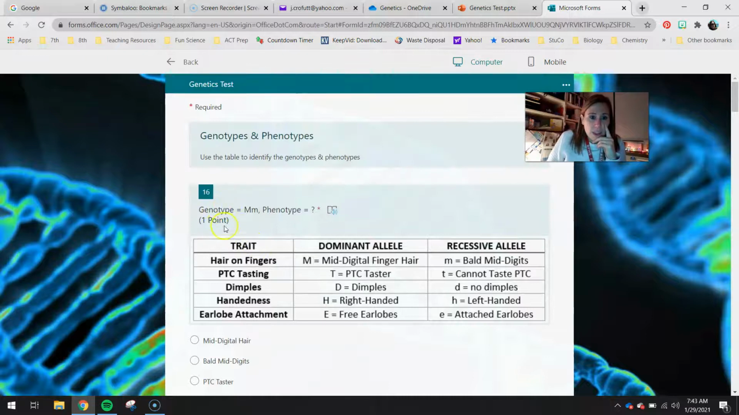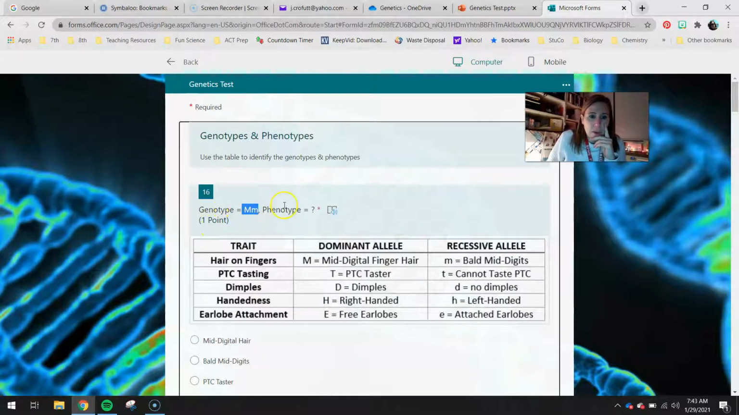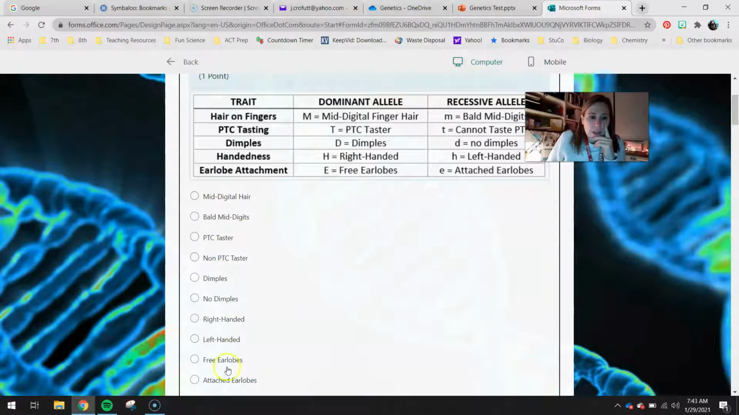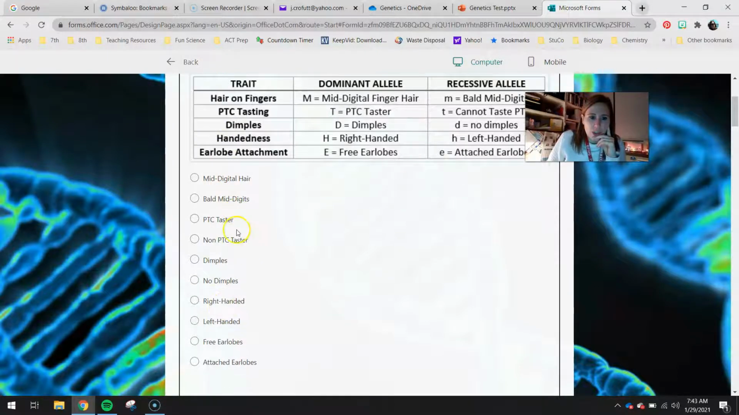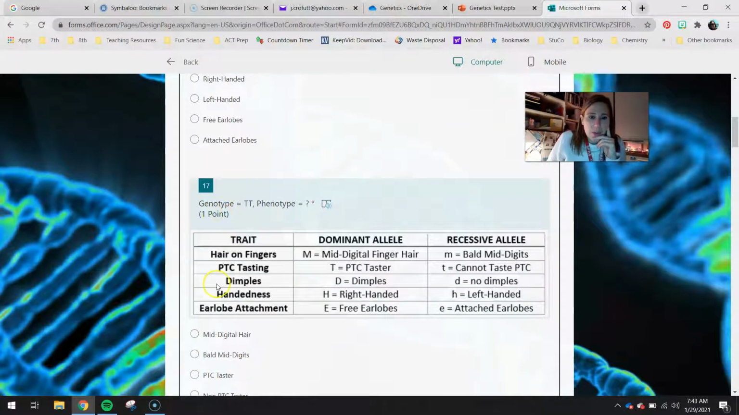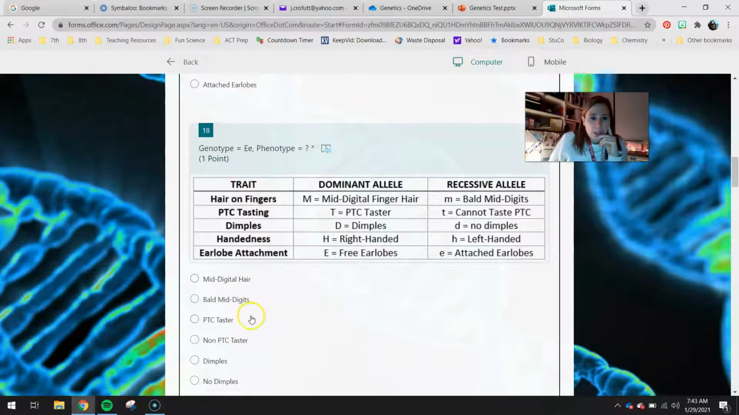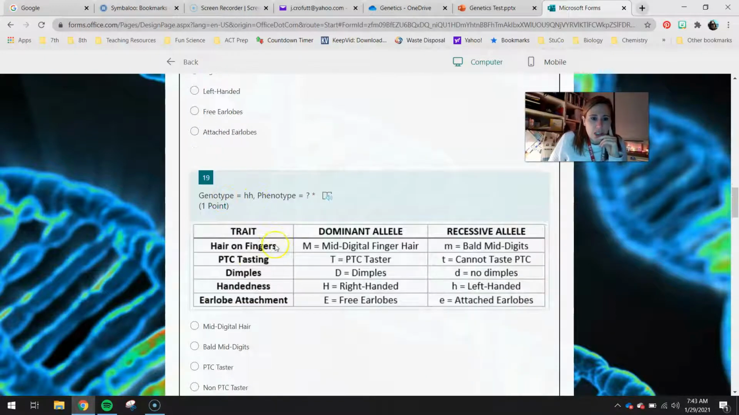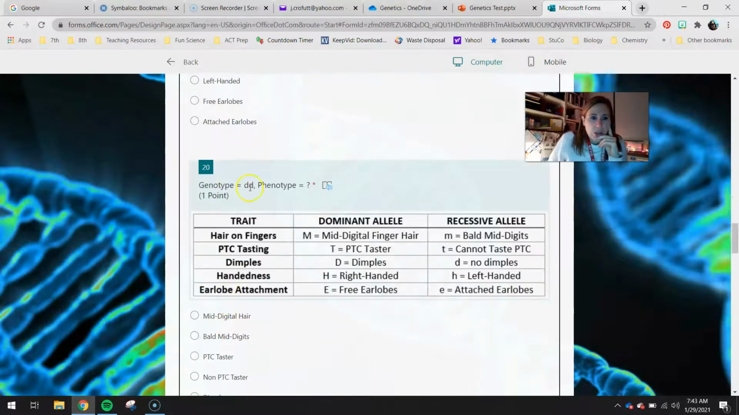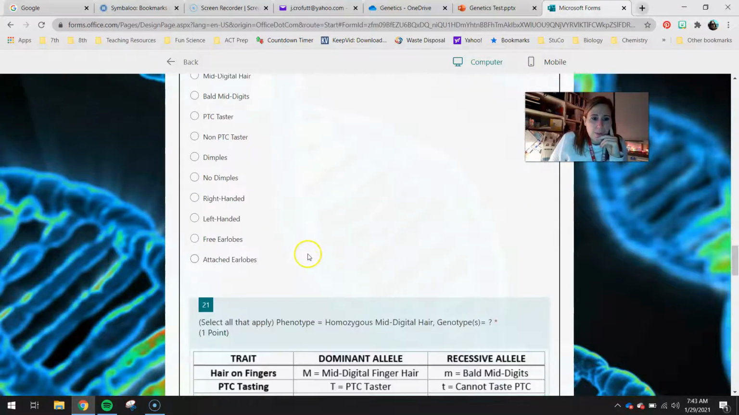All right, the first couple questions are going to ask you, here's my genotype, big M, little m. What's my phenotype? Use the chart here, okay? This is going to be unlike vocab where you may have multiple answers. So check which one applies. Genotype, big T, again, there's only one answer on these. What's the phenotype? Genotype, big E, little e, what's the phenotype? Genotype, little h, what's the phenotype? Genotype, little d, what's the phenotype?